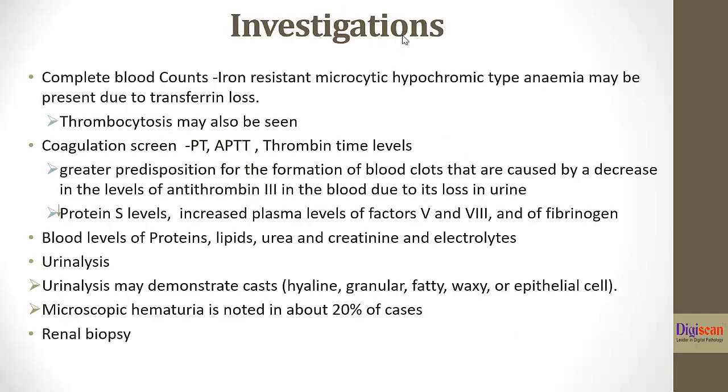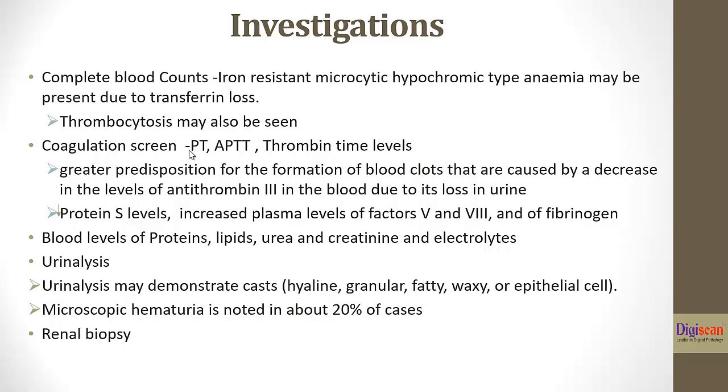Now, the investigations that can be done in nephrotic syndrome are, we can do a complete blood count on which we may observe that iron resistant microcytic hypochromic type of anemia is present due to transferrin loss. Thrombocytosis may also be seen.